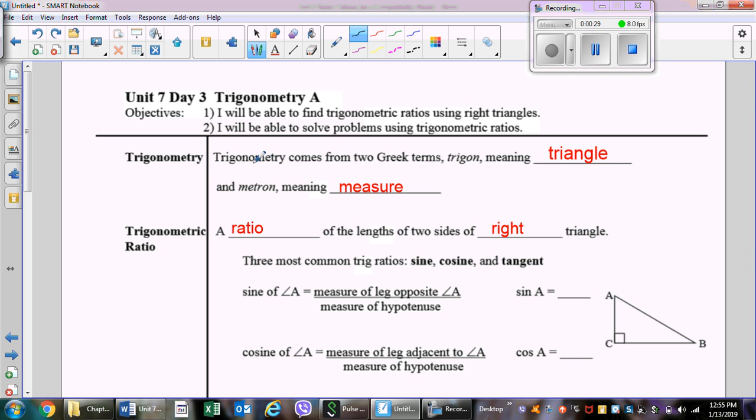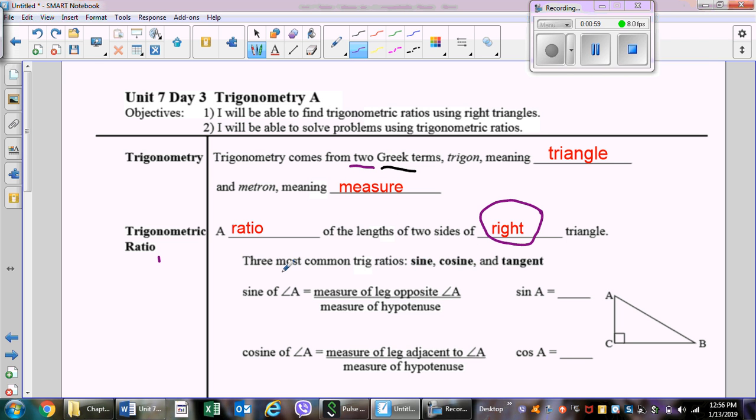So what is trigonometry? It came from a Greek term meaning triangle. It's a combination of two Greek terms. One is triangle, the other one is measure. So triangle measure is what we're talking about. When we're talking about a trigonometric ratio, it's a ratio of the length of two sides of a right triangle. Okay, so it's important to know that we can only use trig ratio if the triangle is a right triangle.